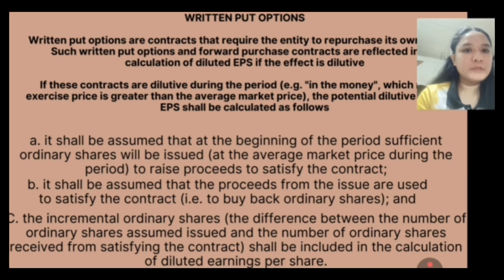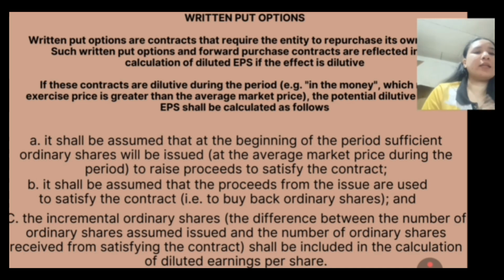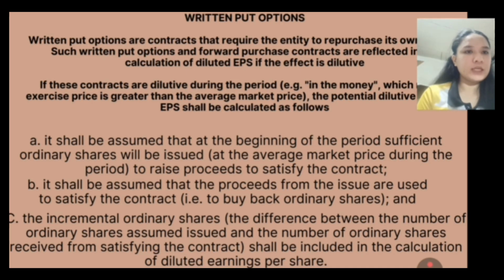First, it shall be assumed that at the beginning of the period, sufficient ordinary shares will be issued at the average market price during the period to raise proceeds to satisfy the contract. Second, it shall be assumed that the proceeds from the issue are used to satisfy the contract. And lastly, the incremental ordinary shares shall be included in the calculation of diluted earnings per share. And that's all.